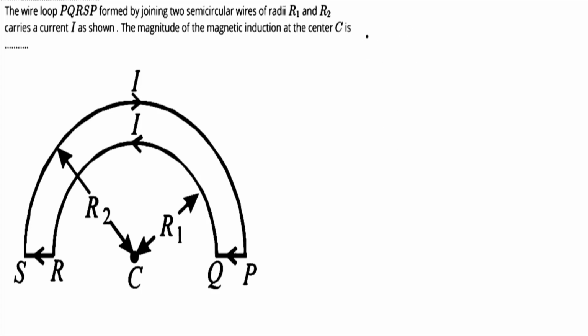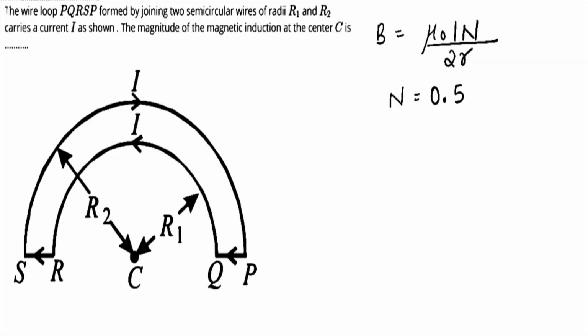Magnetic induction, right? So magnetic induction for the circular coil at the center would be equal to mu naught n I by 2R. That is for the center, right? So due to this first wire, since this is a semicircular coil, n would be equal to 0.5. This is not a complete loop, right?